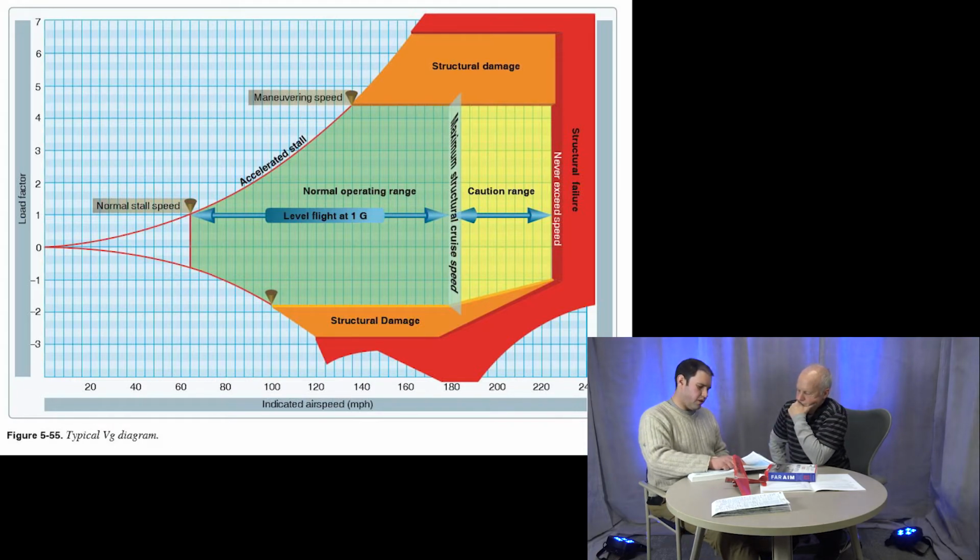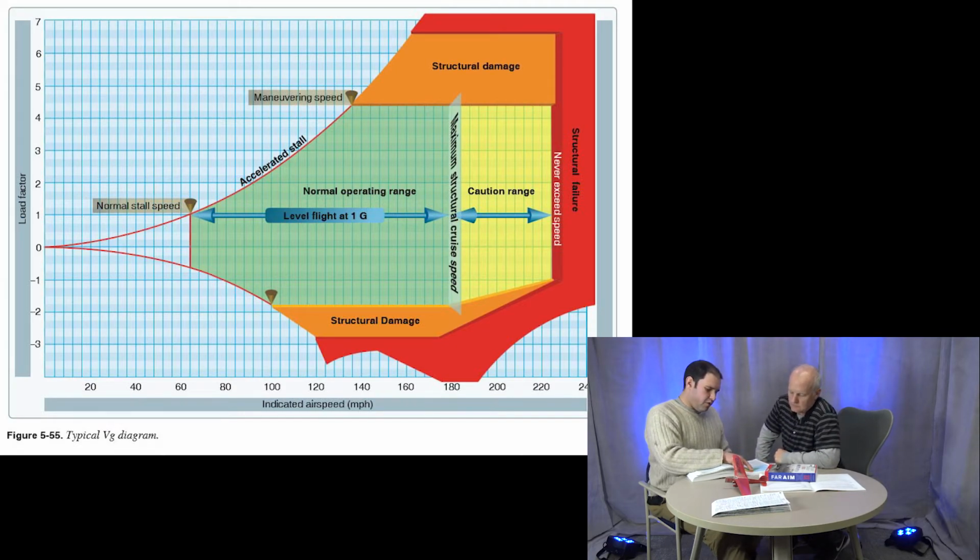So you don't want to pull more G's than that, because that's as much weight as the wing can support. Now you'll see that you'll have a couple things marked here. At the bottom here you have your normal stall speed at 1 G. As you increase the load factor, your stall speed goes up, right? And then you have maneuvering speed.